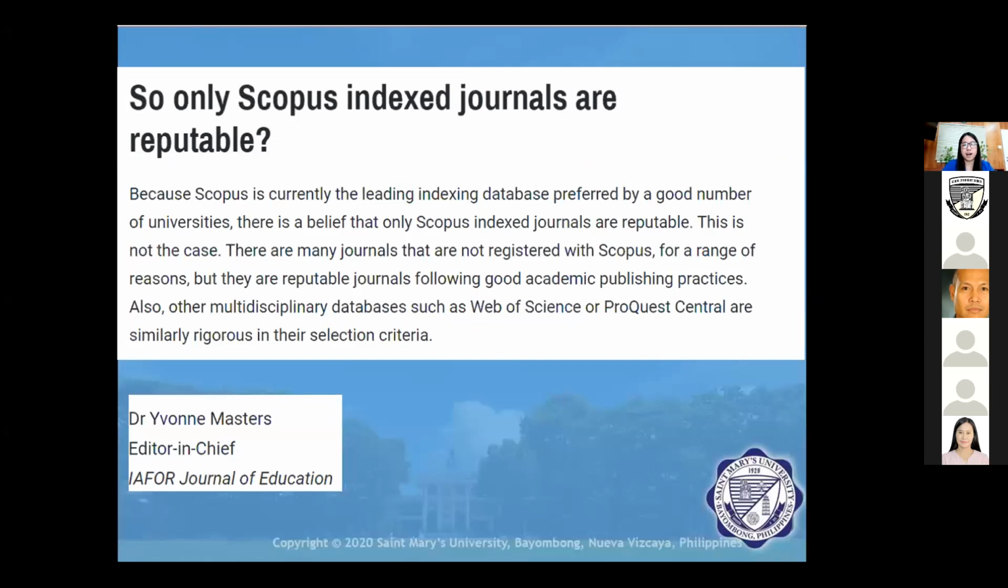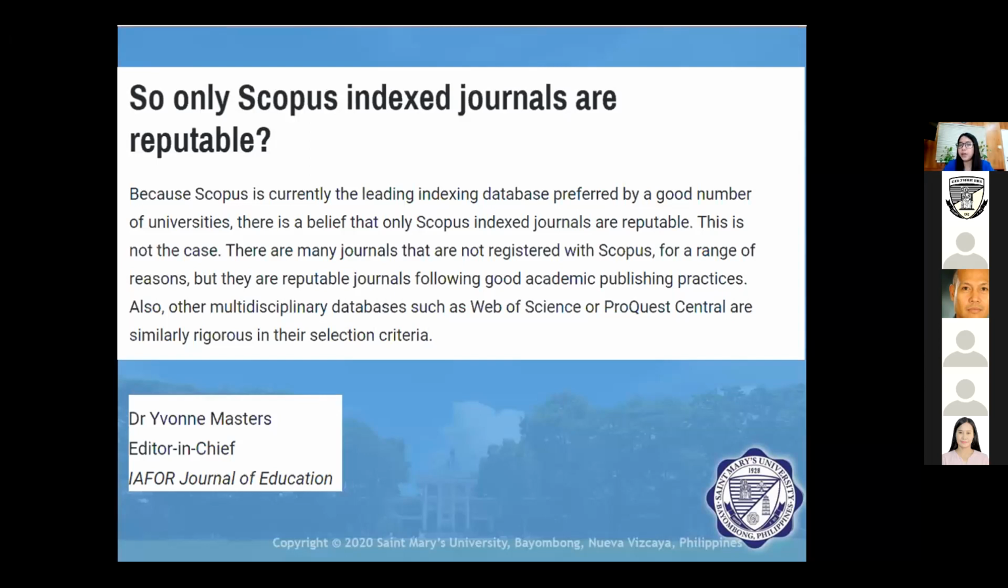But I also captured here the statement of one of the editor-in-chief in IACOR Journal of Education. Some of their journals are indexed in Scopus, and this is her answer to the question: only Scopus-indexed journals are reputable. Because Scopus is currently the leading indexing database preferred by a good number of universities, there is a belief, so it's a belief, that only Scopus-indexed journals are reputable. This is not the case.